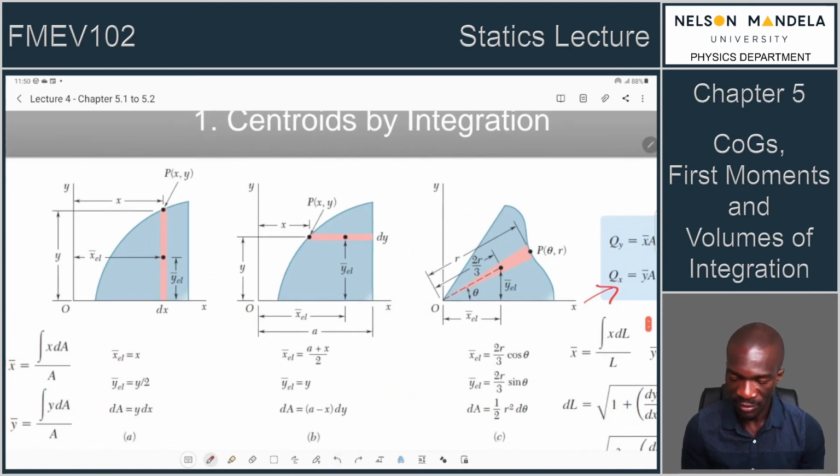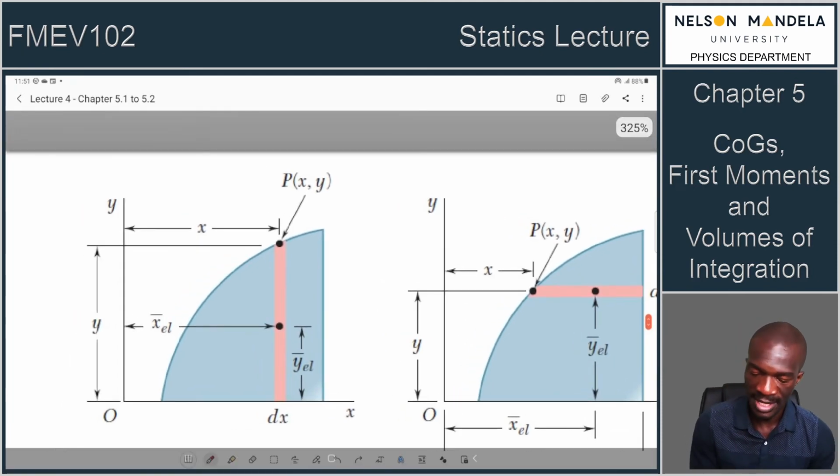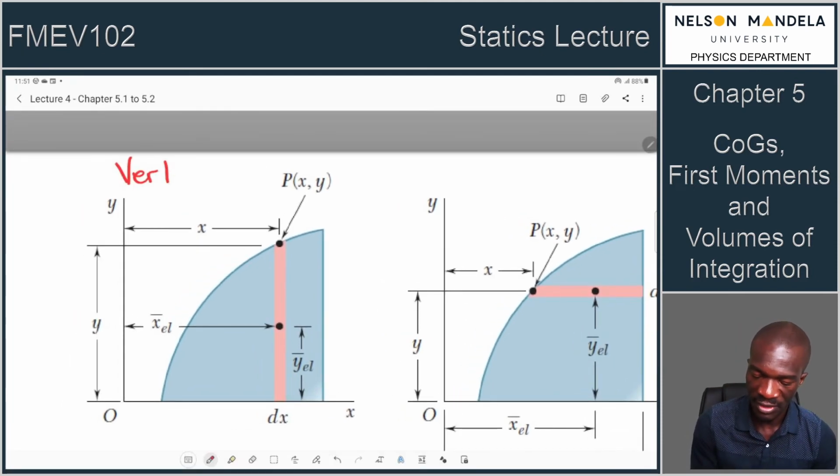Right. So if we look at the geometry of the strip, this is now the geometry of the vertical strip, vertical area element.